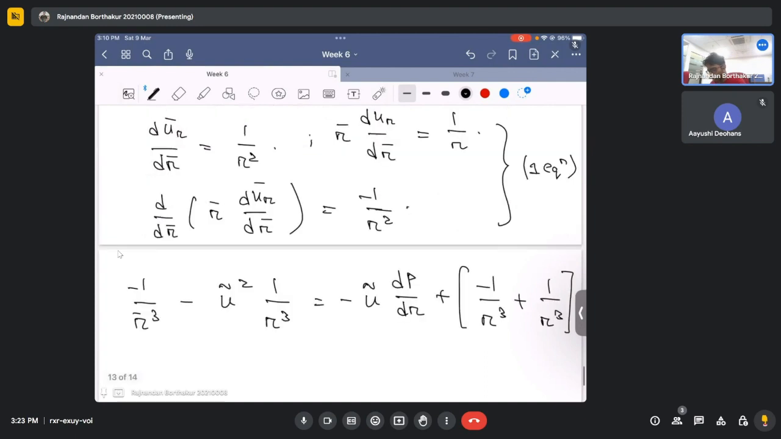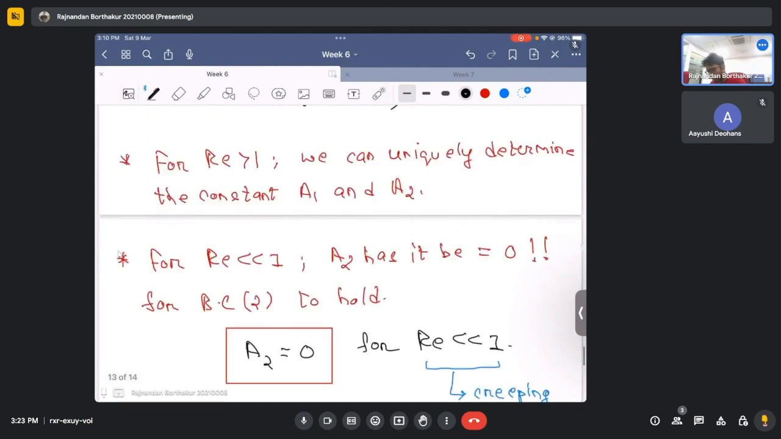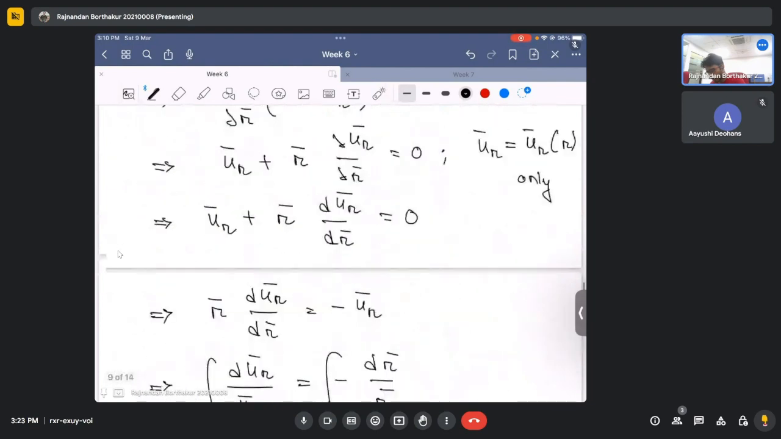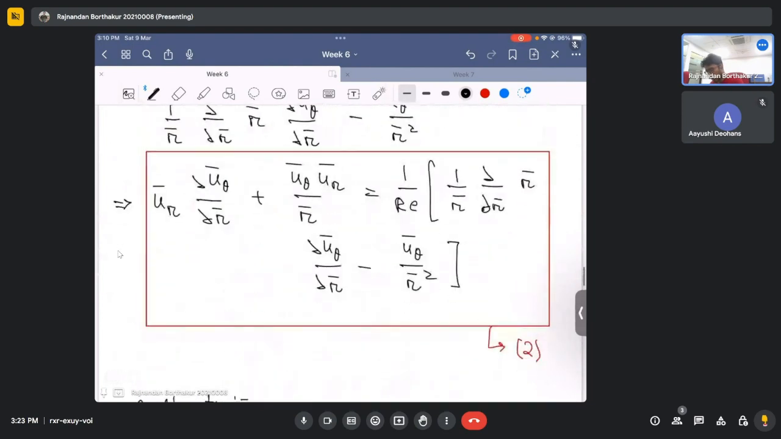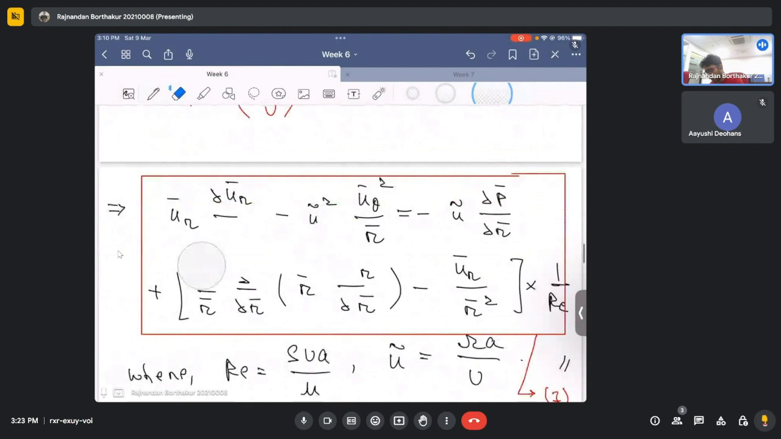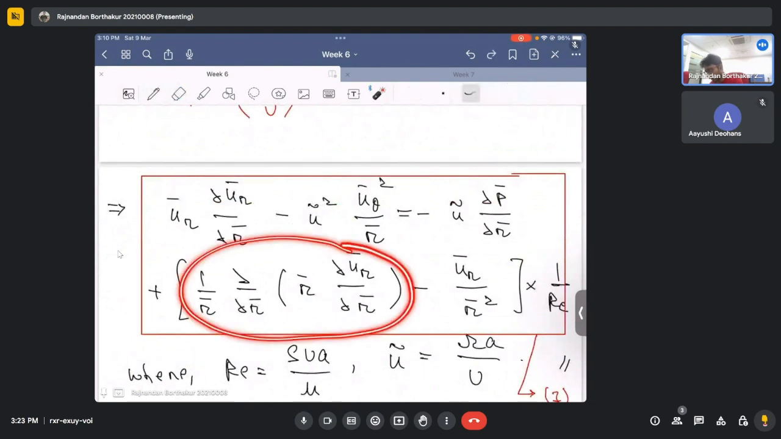So yeah, just one second, we'll cross-check whether it is correct or not. I think no, this was the theta momentum equation. Yeah. So this term essentially came out to be what?